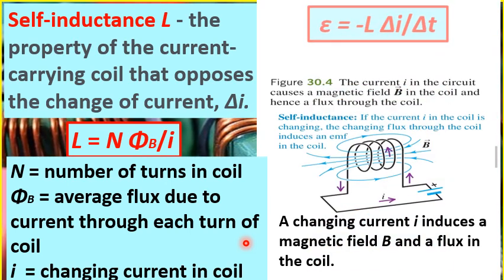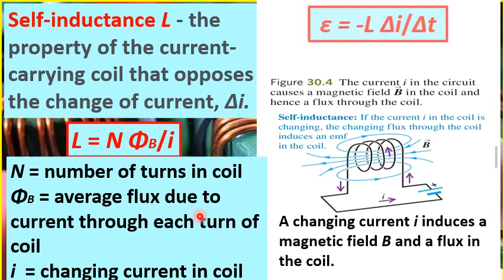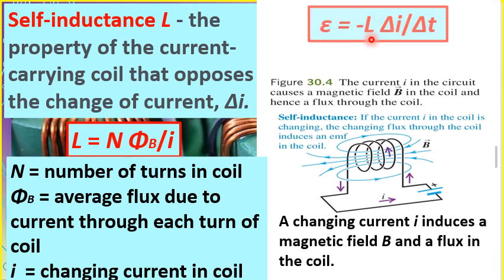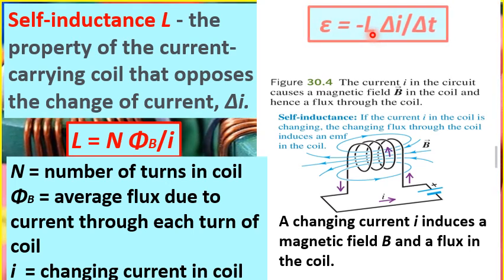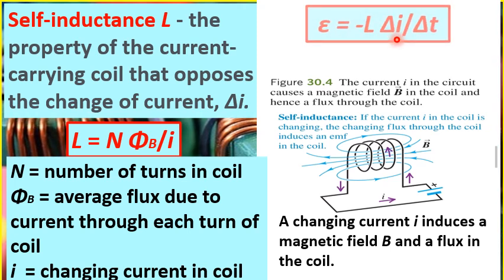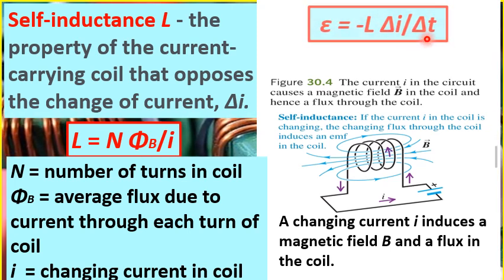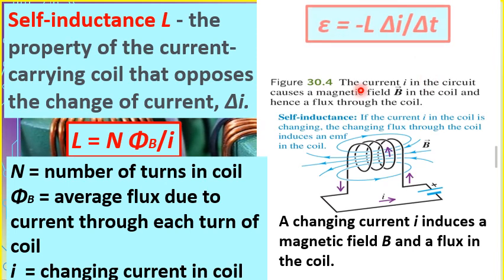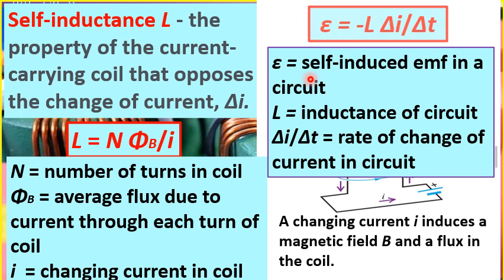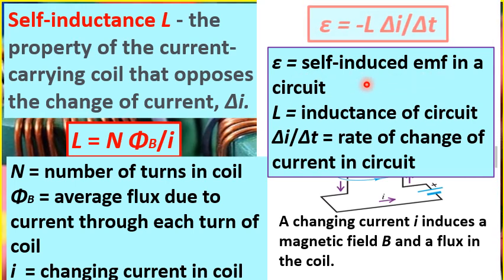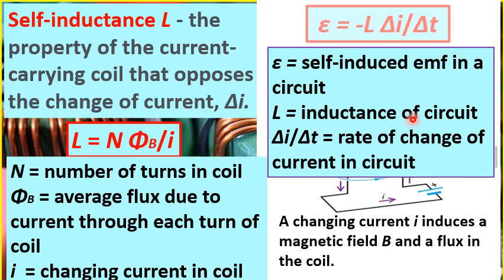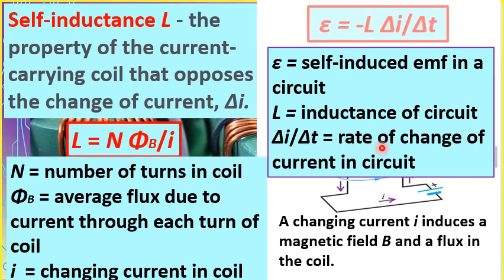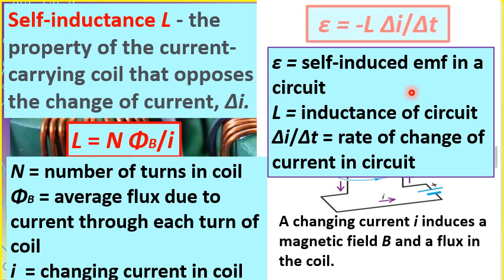And the induced EMF or electromotive force, denoted by the Greek letter epsilon, is just equal to negative capital L, which refers to the inductance, multiplied by the changing current delta I divided by delta T. Each of these quantities is also emphasized. Epsilon means the self-induced EMF in the coil or in the circuit. Capital L is the inductance of the coil or the circuit, and the ratio delta I over delta T refers to the rate of change of current in the circuit.